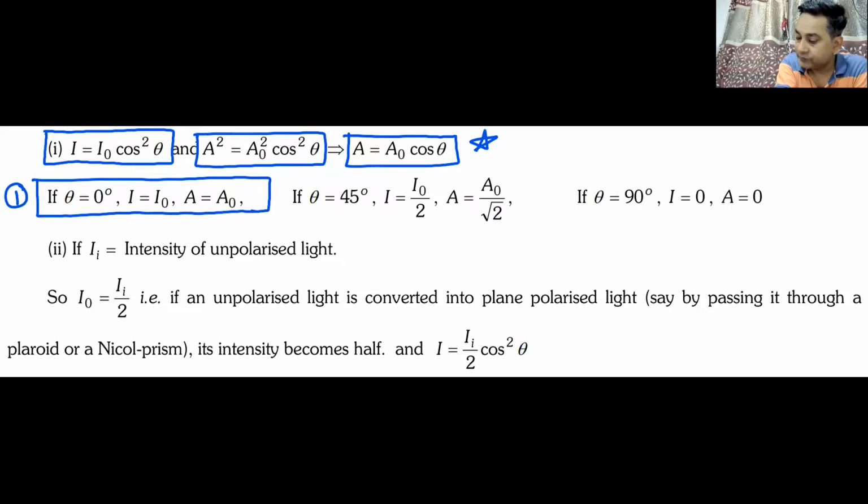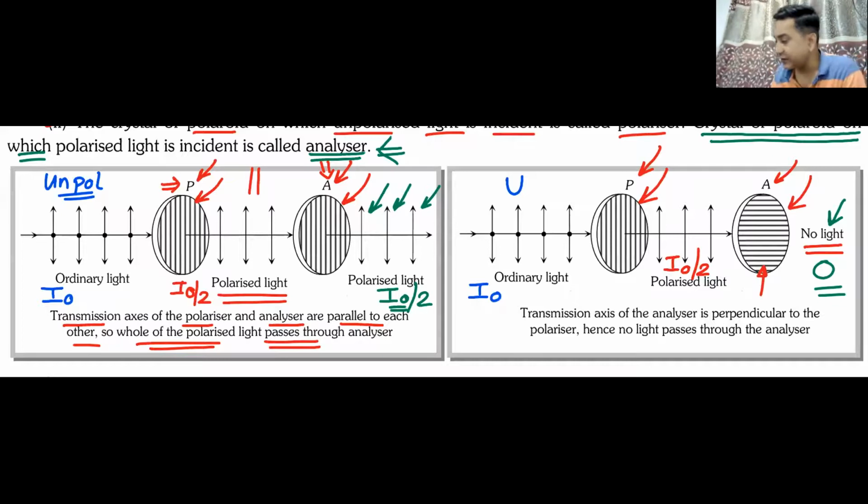Yes, sir. Again, I am showing you this diagram. I hope you can see this. Here the angle between the polarizer and the analyzer is 0. Do we see this? Yes or no? Yes, sir. And here we see the angle as 90 degrees. If you put it in the formula, the intensity will become 0. Do we understand this? Yes or no? Yes, sir. Well done, sir.